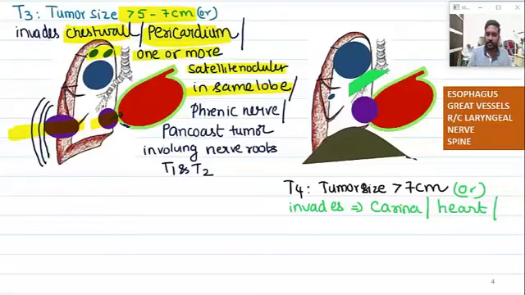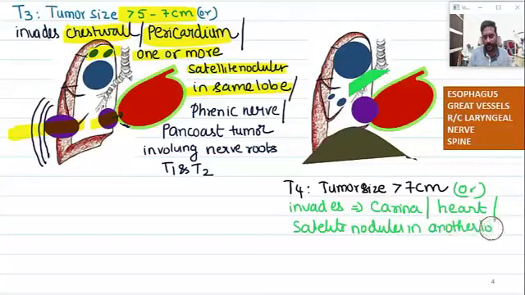Then satellite nodules in another lobe. Previously, suppose a tumor was found in the upper lobe, we were seeing satellite nodules in the same lobe. So here, let this be the primary tumor in the upper lobe, you can see satellite nodules in another lobe, the middle lobe. It means it has extended to various lobes in the same lung. It means it is disseminating more.